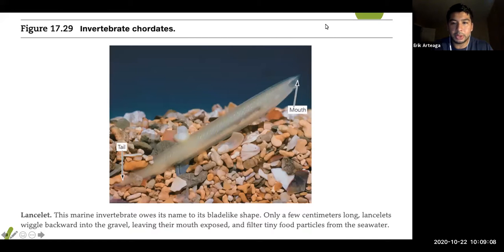Okay, so invertebrate chordates. So we have lancelet. This is a marine invertebrate. Owes its name to a blade-like shape. Only a few centimeters long, lancelets wiggle backward into the gravel, leaving their mouths exposed and filter tiny food particles from the seawater. Again, so very primitive, very early development, almost looks like a fish, okay? A very primitive fish. So you do have a tail, you do have a mouth.